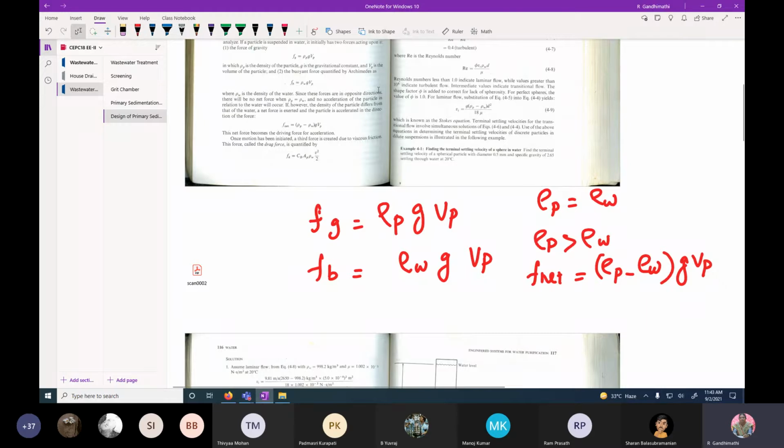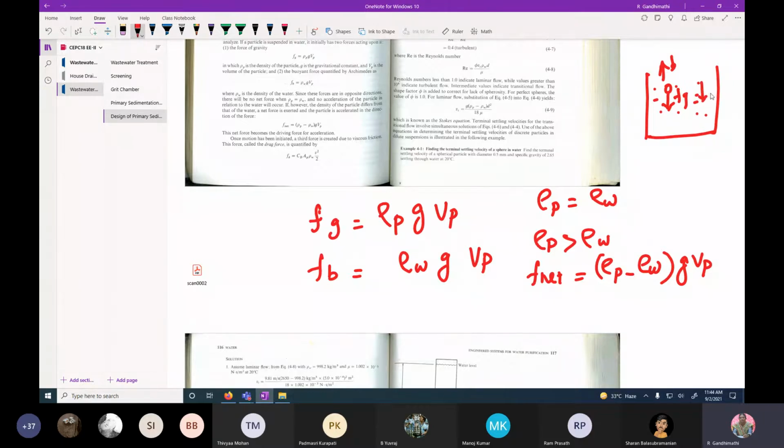Once motion has been initiated, a third force, called the drag force, acts. This is mainly due to the viscous friction of the fluid acting on the particle. Assume this is the water and this is a particle. Initially there are two forces, the gravitational force and the buoyant force. Then you get the net force, which takes the particle in the downward direction.